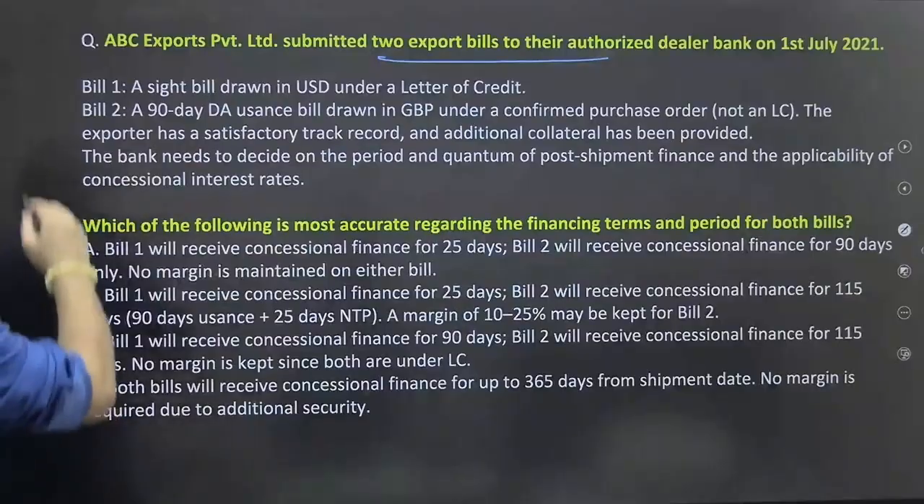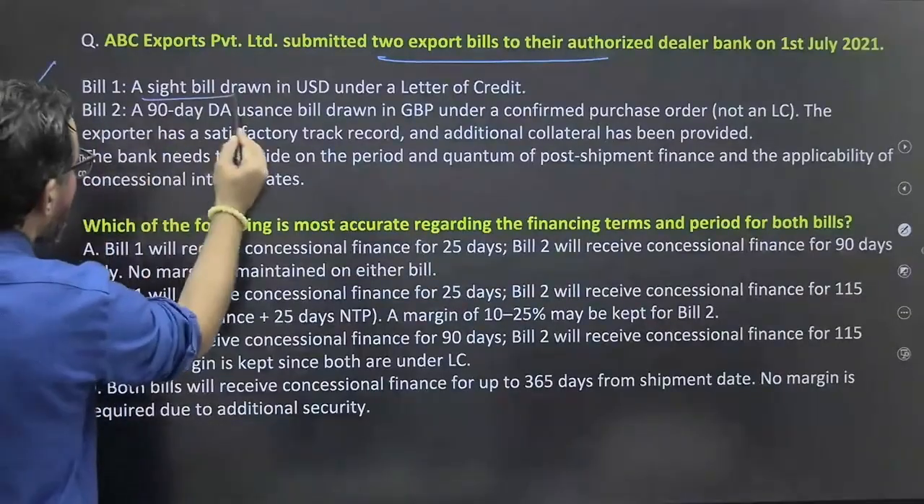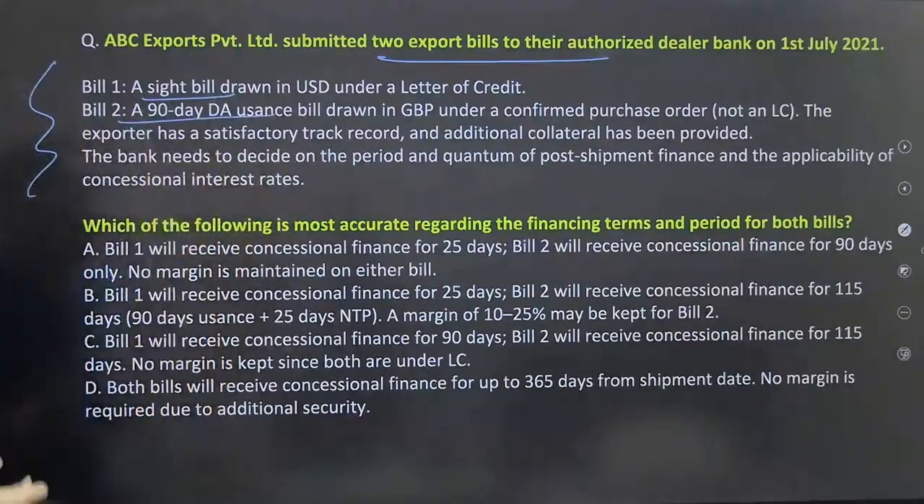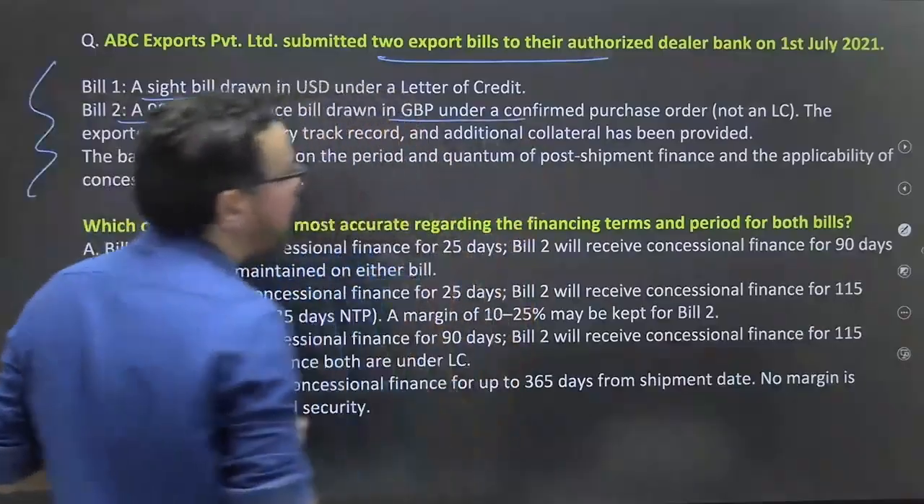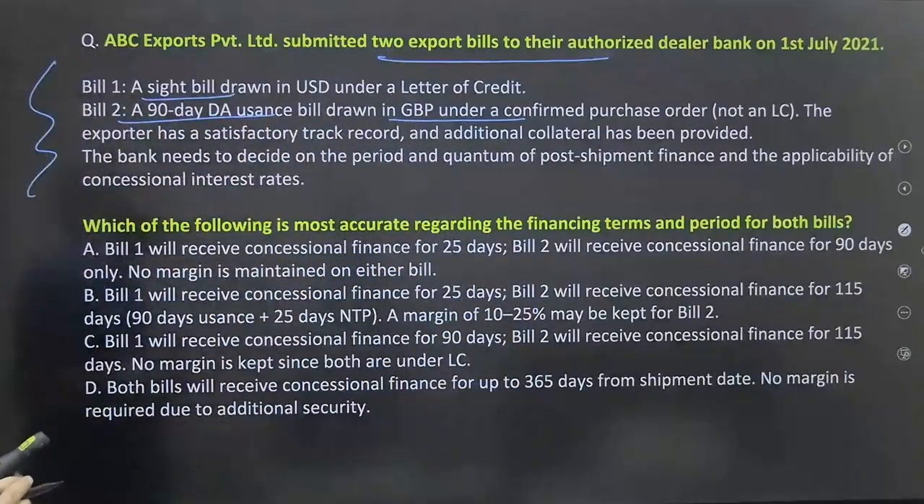So these are the bills. One is your sight bill, okay. Another one is your Usance bill, okay. So sight bill and Usance bill. A sight bill drawn in USD under LC and a 90 days DA Usance bill drawn in Great Britain pound, okay, under a confirmed purchase order, not in LC.